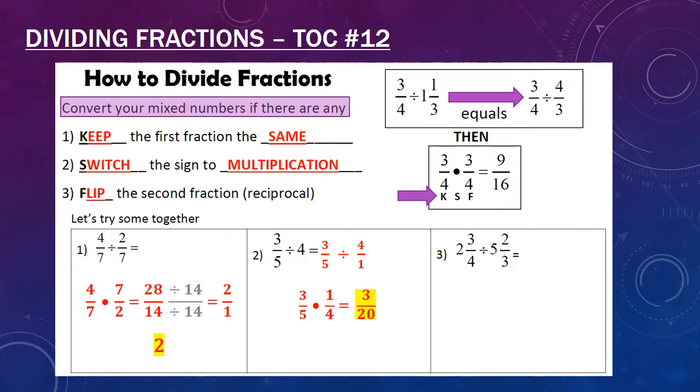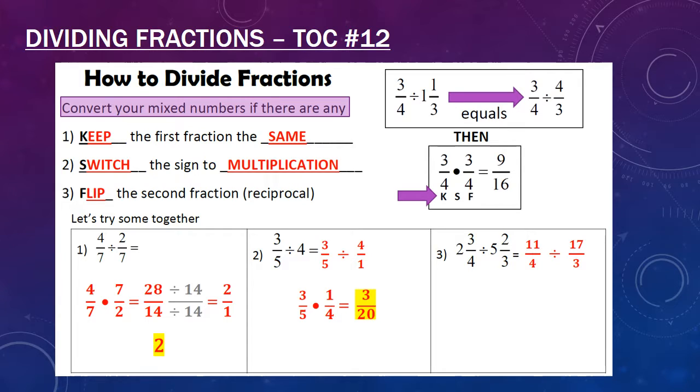The last example is the one that's really tough because I've got all those mixed numbers in there, and the first step says I have to turn them to improper fractions. So take 2 3/4, multiply 4 times 2 and add 3, and I get 11/4. Take the same thing, 5 2/3, multiply 3 times 5 is 15, plus 2 more is 17, and that stays over 3.